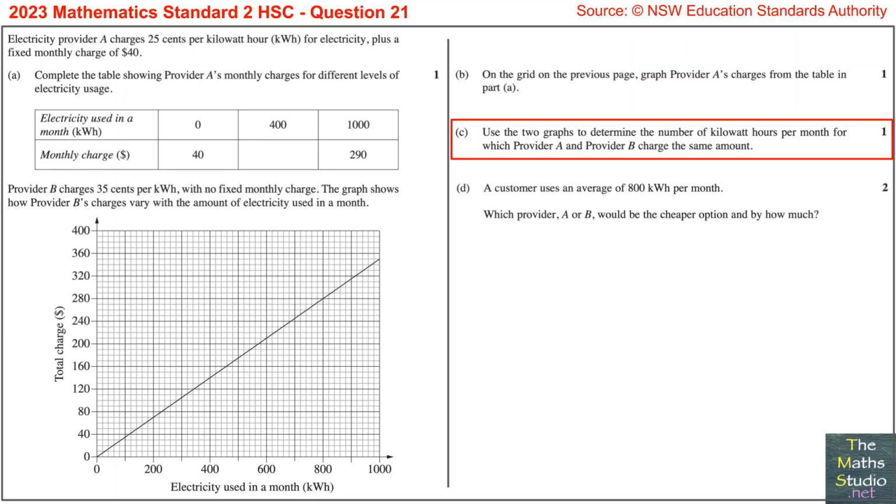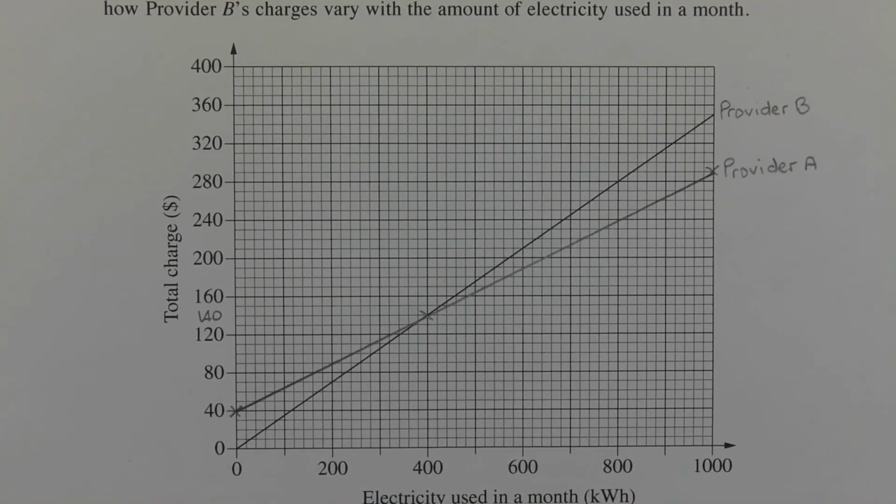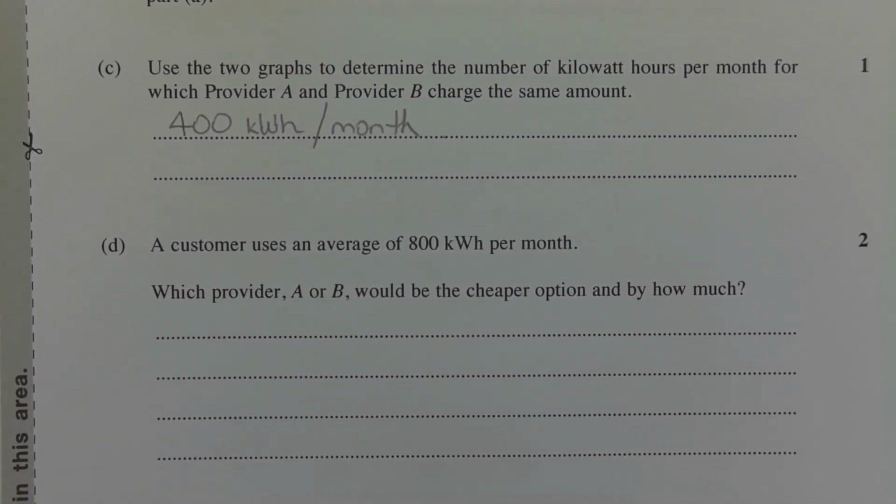Part C. Use the two graphs to determine the number of kilowatt hours per month for which provider A and provider B charge the same amount. The break-even point represents the point where both provider A and provider B charge exactly the same amount for the amount of electricity used in that month. And in this case, the break-even point occurs at 400 kilowatt hours per month. So the correct answer is 400 kilowatt hours per month.